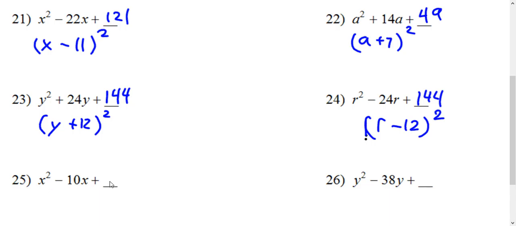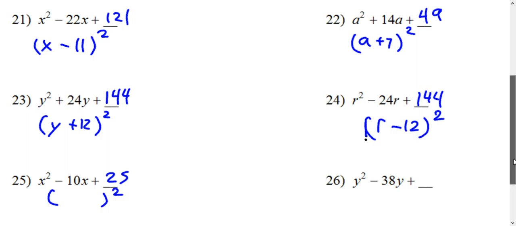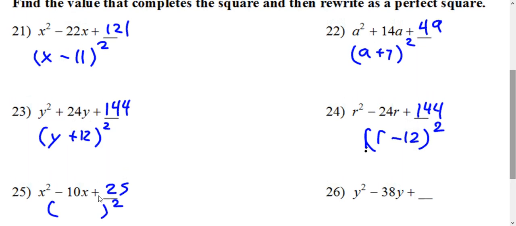x squared minus 10x, so complete the square. Half is 5, squared is 25. Write it in factored form as a perfect square, x minus 5 squared.